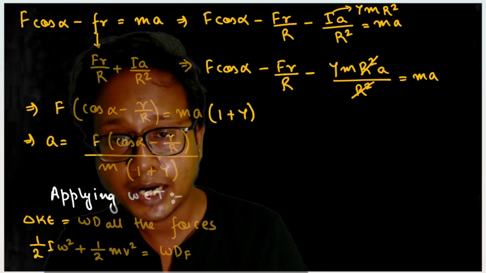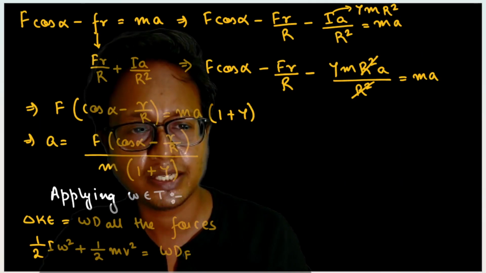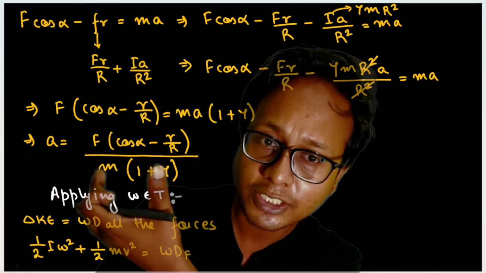Now the problem is I don't know the value of velocity, nor do I know the value of omega, but I do know the value of acceleration out here. See the value of acceleration? The value of acceleration is constant out here, no?